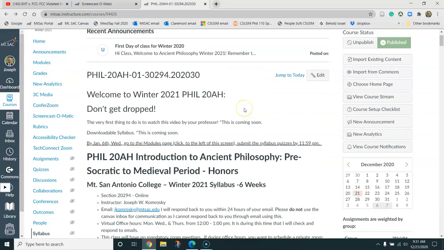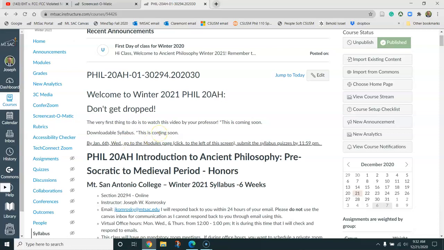So the very first thing is this. First week of class, you have to do 2 things before Wednesday, January 6th, or you will get dropped from the class. And I even say that right there, don't get dropped. These 2 things are easy. It's a syllabus quiz and a discussion forum, basically a getting to know you discussion forum. They're both due just before midnight, January 6th on Wednesday. If you do not complete these 2 things, you will be dropped from the class Thursday morning, okay? So that's the first thing you've got to do. Super easy. It'll take you maximum half an hour, okay?